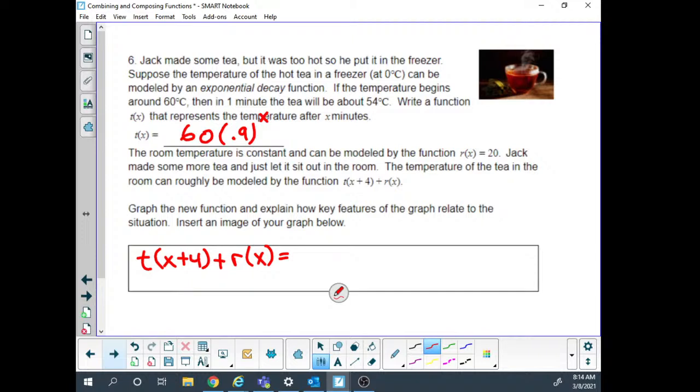What's t of x? Do we have that? Maggie, what do you got for t of x? Like 60 times 0.9. Nice. Okay, so that's t of x. 60 times 0.9 to the power of my input x. Okay, but my input is not x. What is my input? x plus 4. My input is the exponent, so we need the x plus 4 in the exponent. Okay? Plus r of x. What's r of x? Plus r of x, which is 20. All right, so this is it.